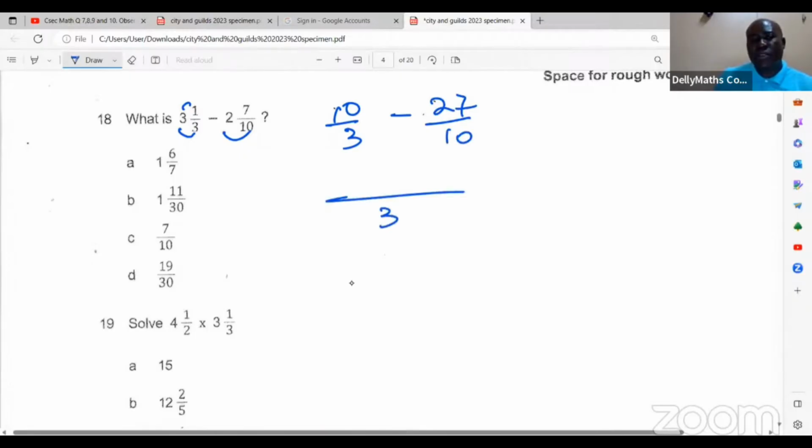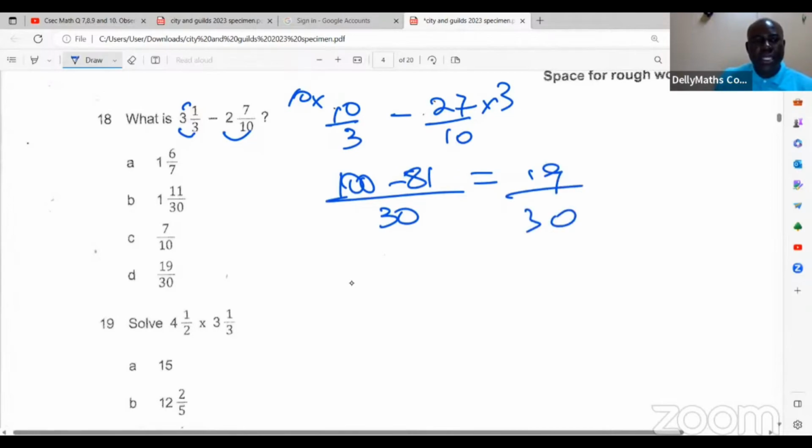So this is going to give us a 30 here. 3 into the 30 is going to go 10 times. 10 times 10, that's 100. 10 into 30, that's 3. So 3 times 27, that's 81. So we're talking about 100 minus 81 is going to give me 19 over 30. And here that is.